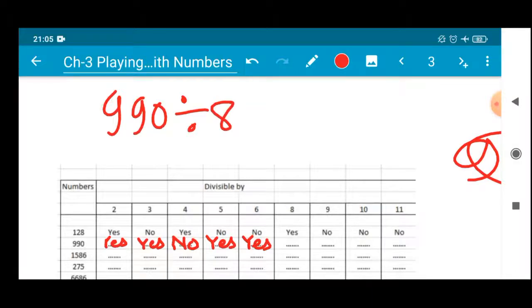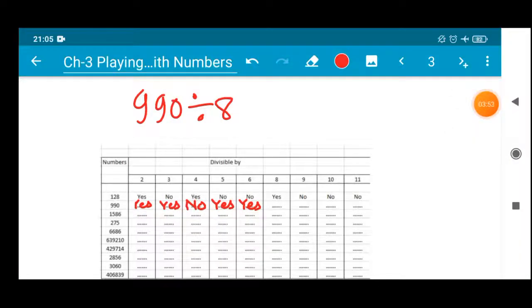So in order to check that, what we have to know is if the last 3 digits are divisible by 8, then the number is divisible by 8.